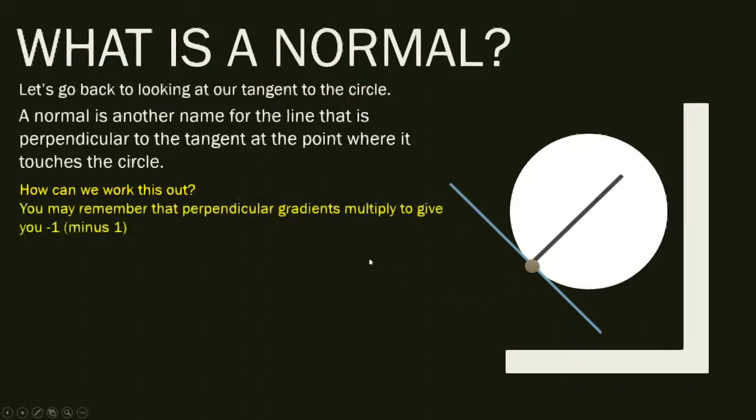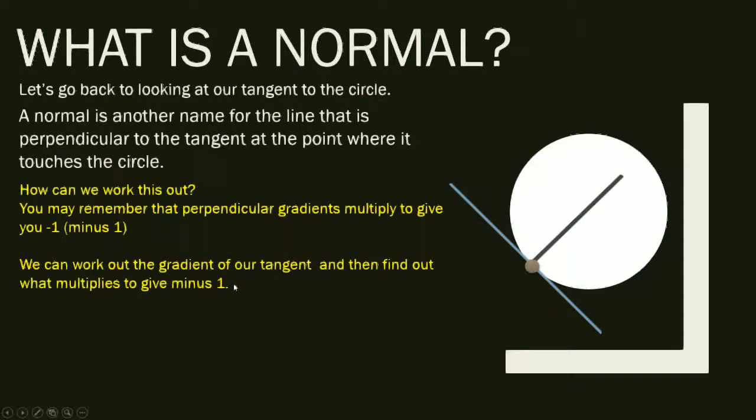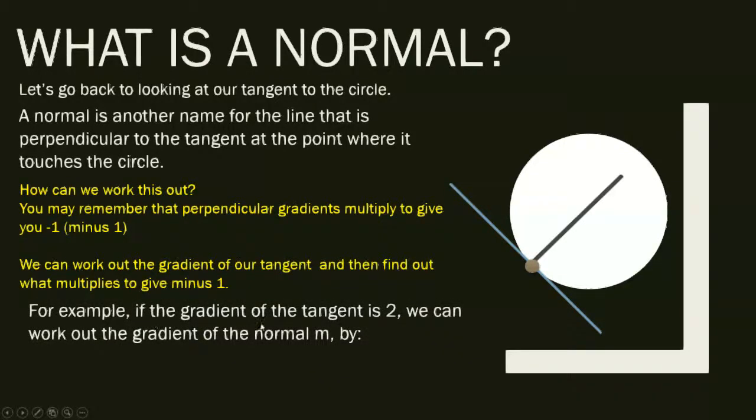How can we work this out? Well, you may remember from before, the perpendicular gradients multiply together to give you minus 1. We can work out the gradient of our tangent, just like we did in the last example, and then find out what multiplies that to give you minus 1. Use some simple algebra to help you do that. For example, if the gradient of the tangent is 2, we can work out the gradient of the normal m by doing 2, which is the gradient of the tangent, times the gradient of the normal m equals minus 1. And if I rearrange that, that'll give me m equals minus a half.